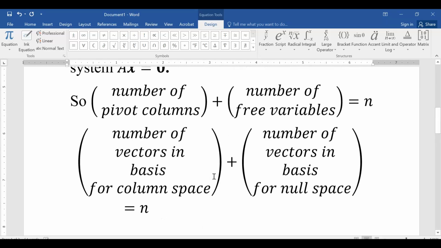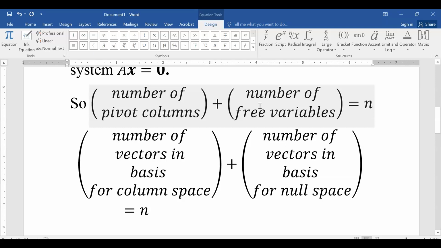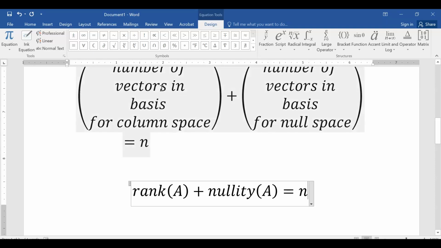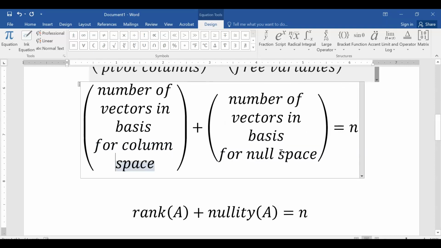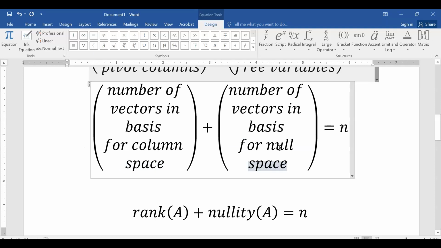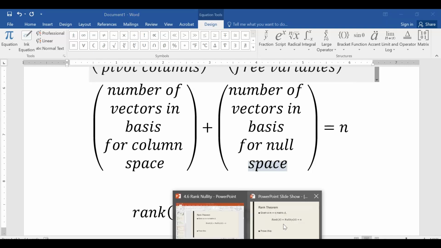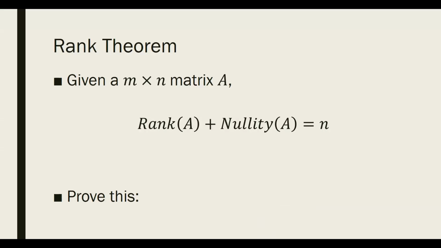All right, so that's what we get. Number of pivot columns plus number of free variables. Each pivot column represents a vector in the basis for the column space. Each free variable represents a vector in the basis for the null space. So we have rank plus nullity has to be equal to n. So that's how you'd prove the rank theorem, basically.